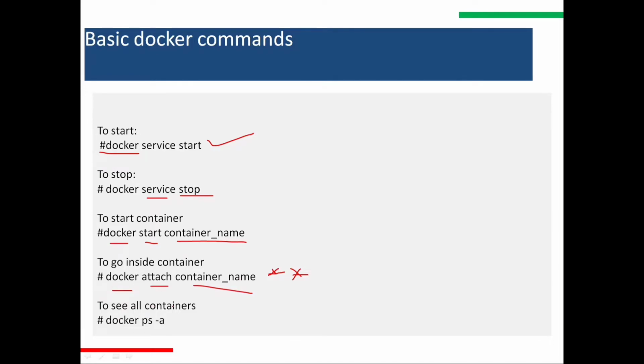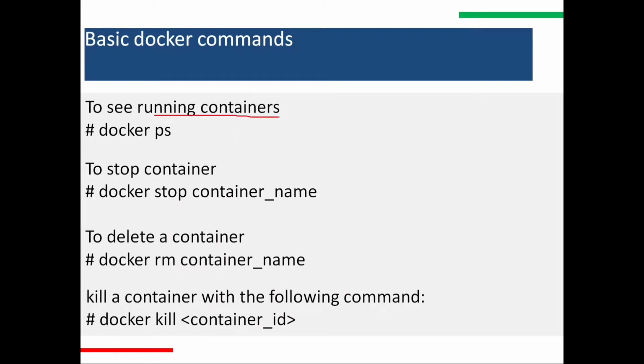To see all the containers, this is also very important. If you want to see the status of all the containers, docker ps -a. If I want to see only the containers which are running, then docker ps. Then to stop a container which you have started, docker stop container name. To delete a container, docker rm, for remove, container name. Then to kill a container, docker kill followed by container id.